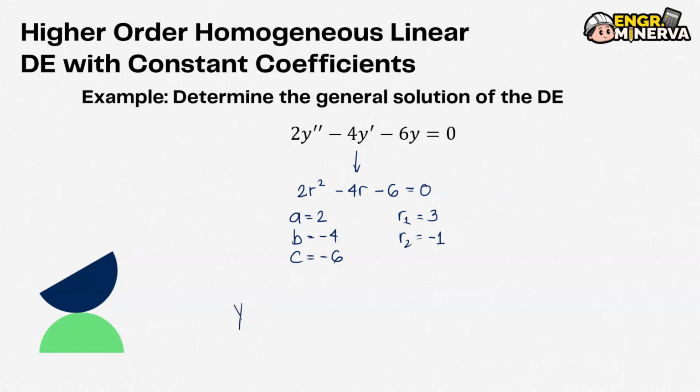So our answer is y equals C1 e raised to 3x plus C2 e raised to negative 1x. That is our answer.